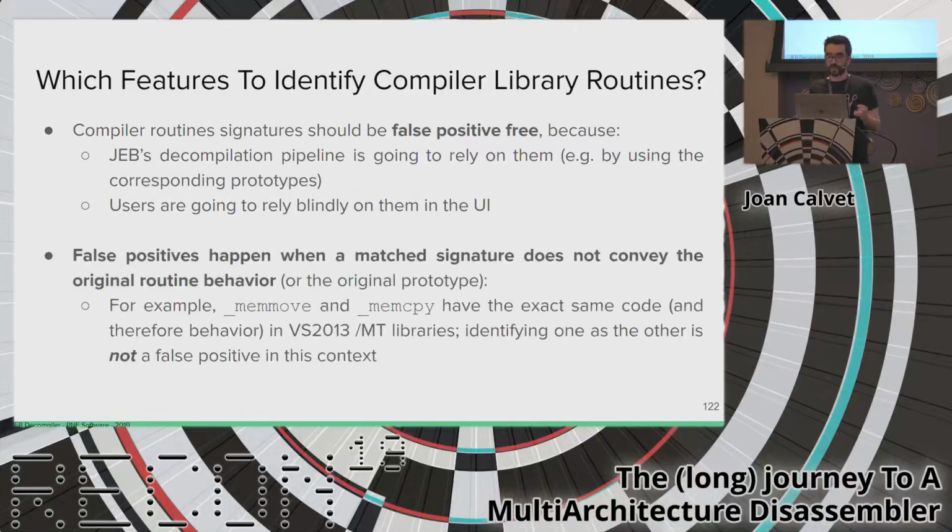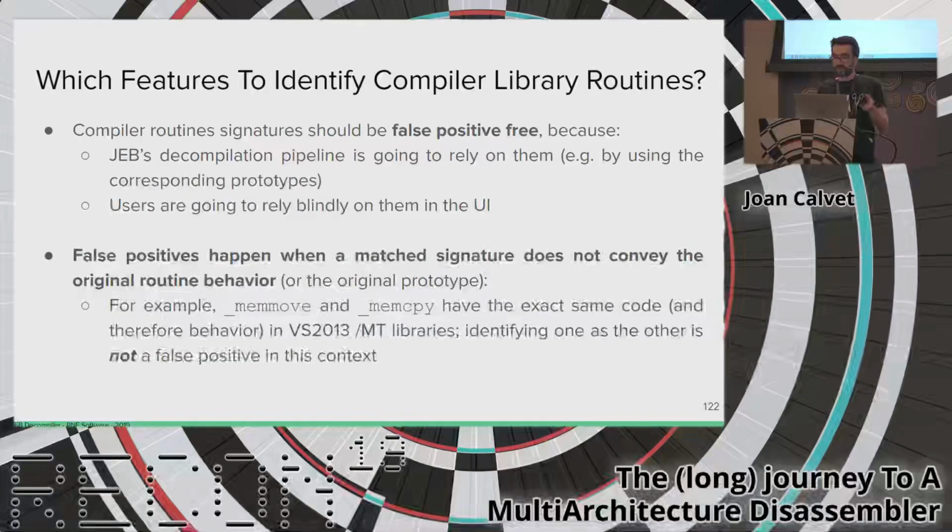And note that in this context, a false positive happens when a matched signature does not convey the original routine behavior. So for example, if we have two routines with different names but the same code in a library, like memmove and memcopy in Visual Studio 2013, identifying one as the other is not a false positive in this context. It's not a matter of giving the original name used by the developer. It's a matter of giving a correct name, one that describes the routine behavior, and a correct prototype.